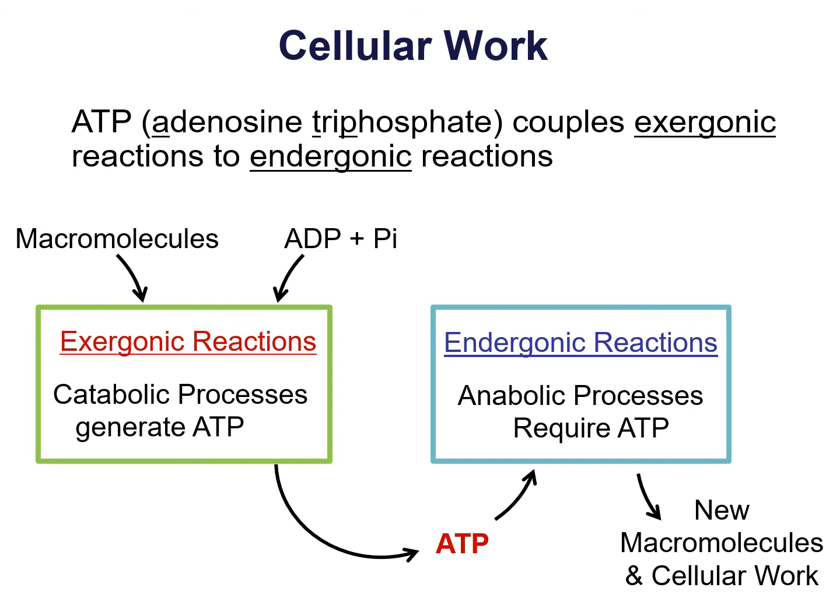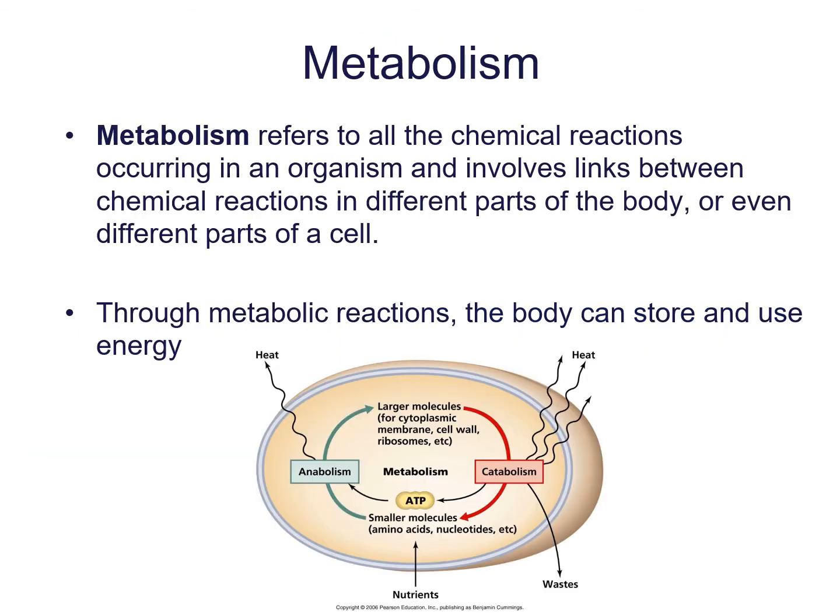So that phosphate that was added will be pulled off again, and in the process we have some energy released that can be used to build macromolecules. And this molecule, this ATP, is recycled over and over and over again. So in that process of releasing energy to fuel an endergonic reaction, the phosphate's pulled off, we're back to ADP and inorganic phosphate again. The entire set of chemical reactions that occur within a cell are known as the cell's metabolism.